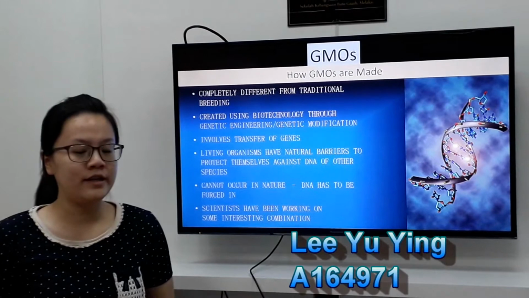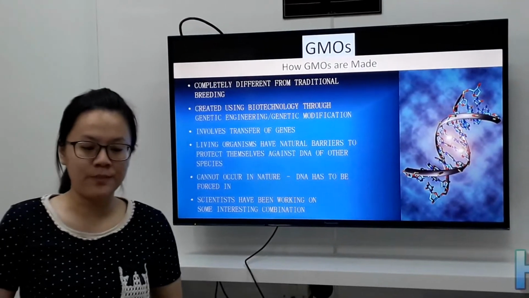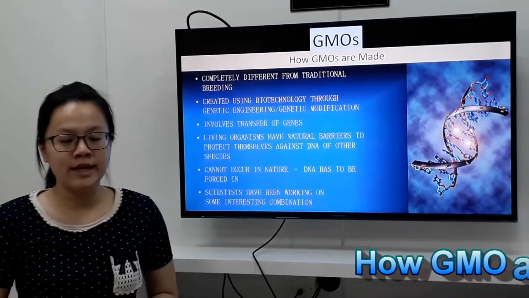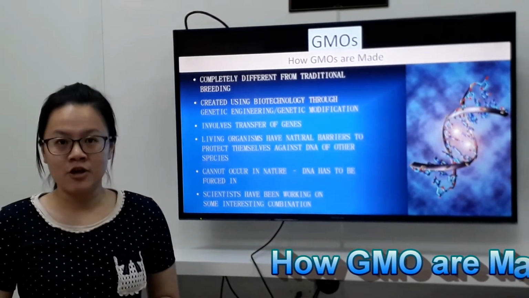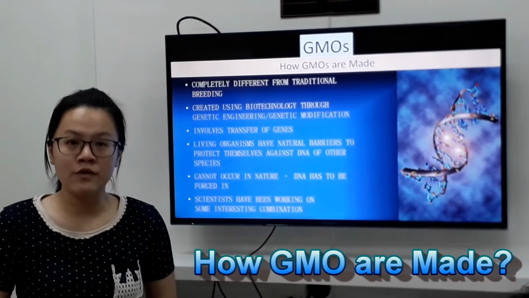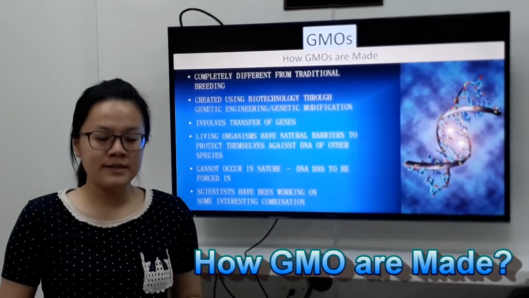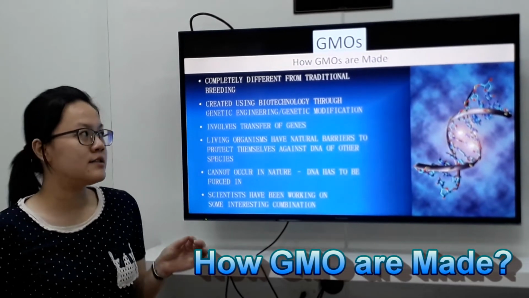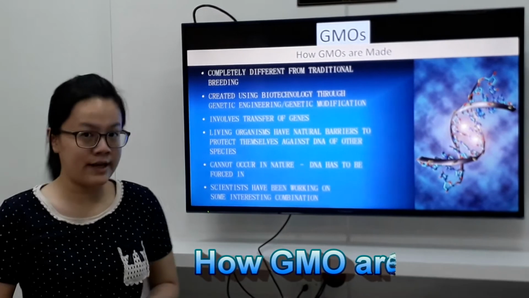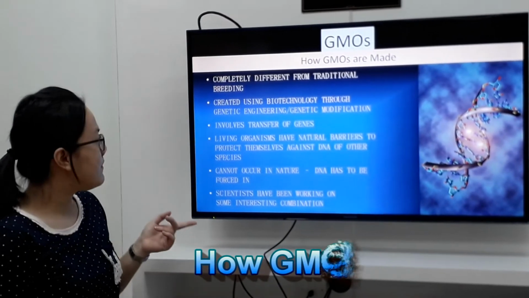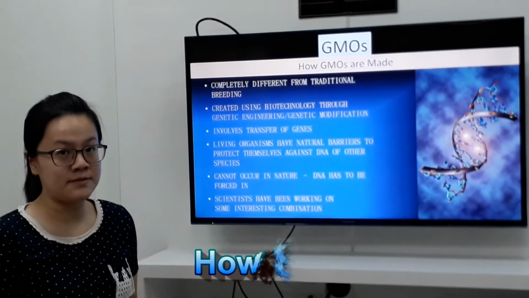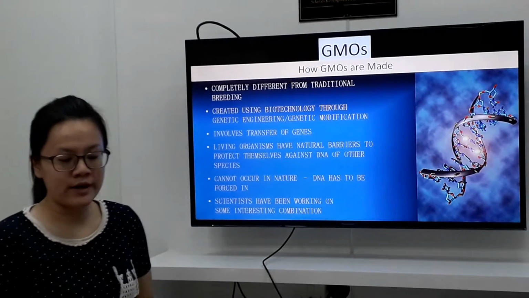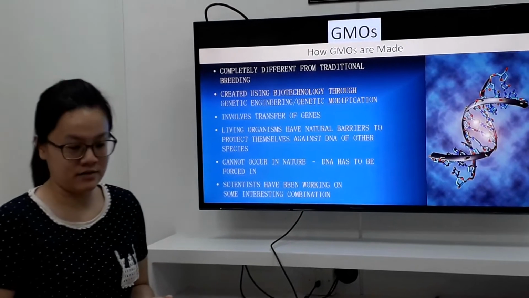Hello, I'm Li Yun. I will continue with the process of creating GMO. GMO are created using biotechnology through genetic engineering, which is also known as genetic modification. This technique is completely different from traditional breeding as it involves transfer of genes from different species. This technique cannot occur in nature. DNA has to be isolated, inserted into a vector, and transformed into the host organism. Living organisms have natural barriers to protect themselves against the DNA of other species. Therefore, this technique is quite new and quite complicated. Scientists have been working on some interesting combinations through this technique.